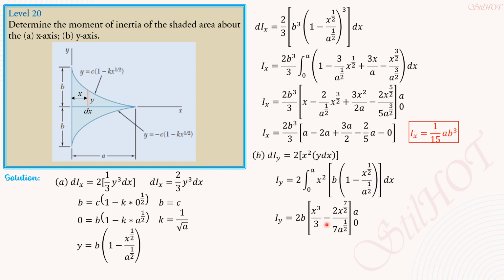From 0 to a, so we have a cubed over 3 minus 2 over 7 a cubed, lower limit 0. Substituting the lower limit gives 0. So Iy is 2 over 21 a cubed b. So that's it for this problem.